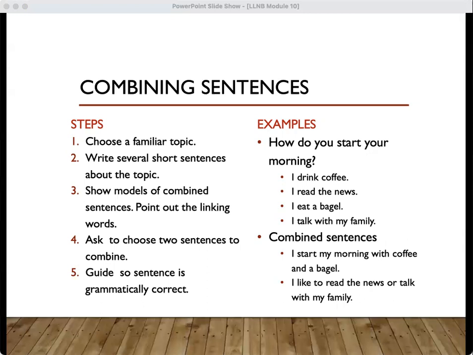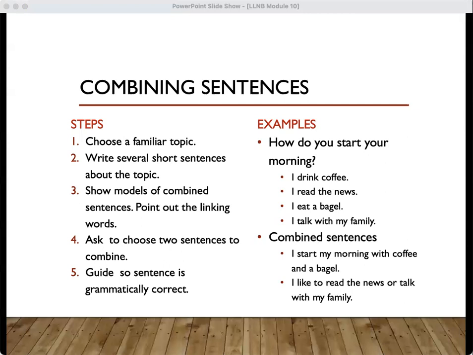You might say, I drink coffee, I read the news, I eat a bagel, I talk with my family. You could combine those 4 sentences into 2 better sentences. Those sentences are shown on the slide as well. The first one is, I start my morning with coffee and a bagel. How do we combine the sentences? In this case, by creating a compound object, coffee and a bagel.